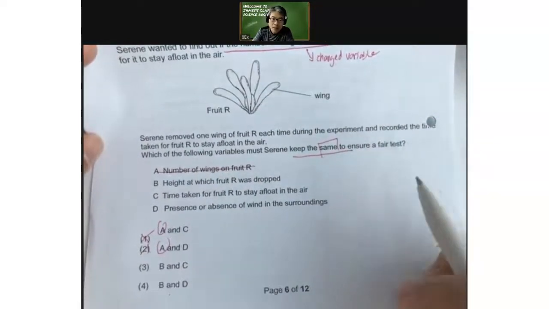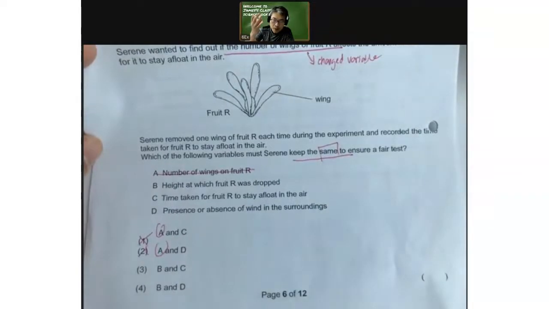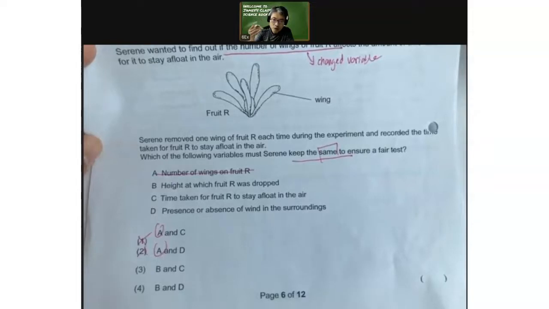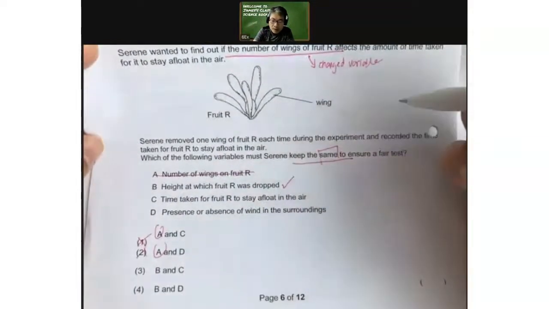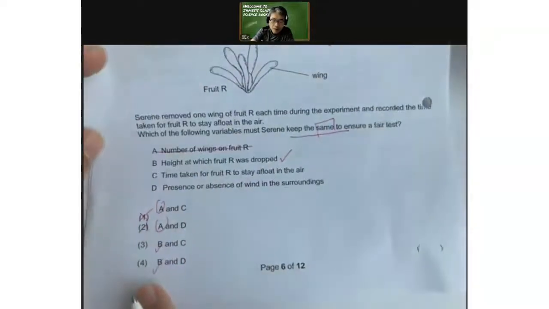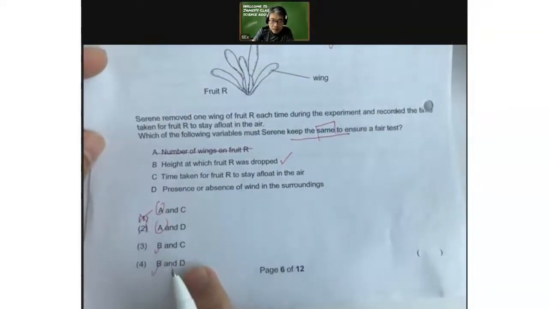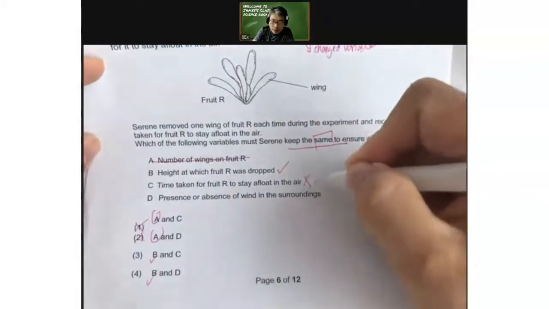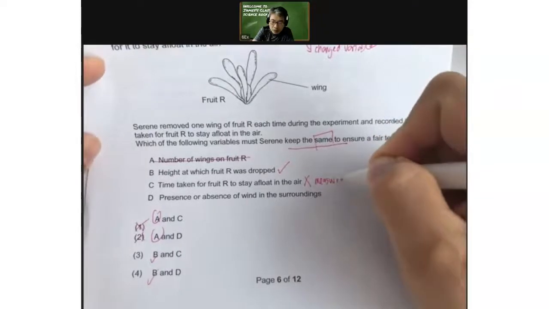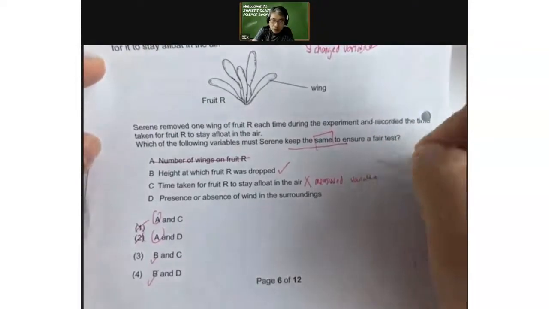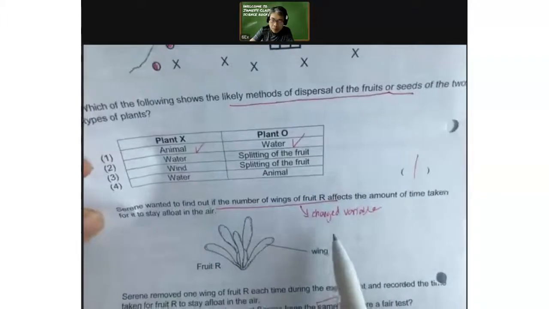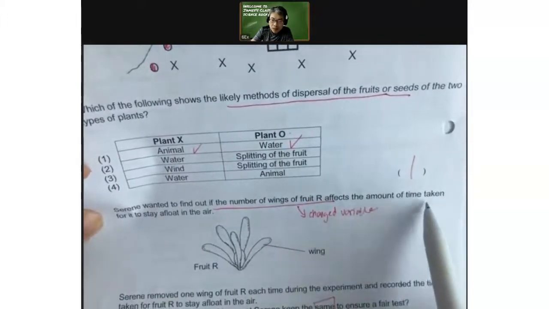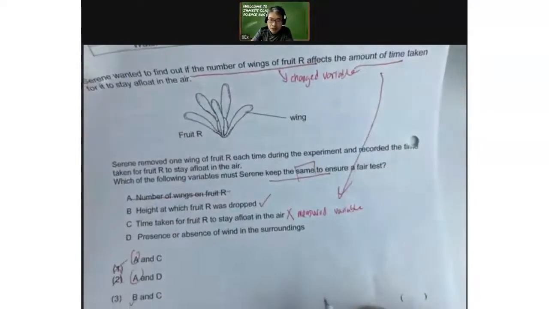Now, of course, you must keep the height at which the fruit was dropped the same, so that when you time it, it's from the same height that you drop it from. So B must be correct. B is confirmed here. So right now, I just need to check C and D. Time taken for it to stay in the air cannot stay the same. This is your measured variable. If this is the same, then there's no point in the experiment, because the experiment is to find out if it affects the amount of time taken. This is what you're going to measure. That's why it's called the measured variable.